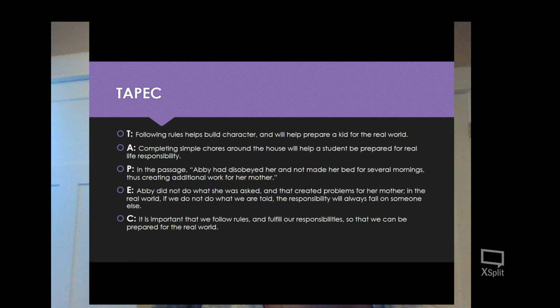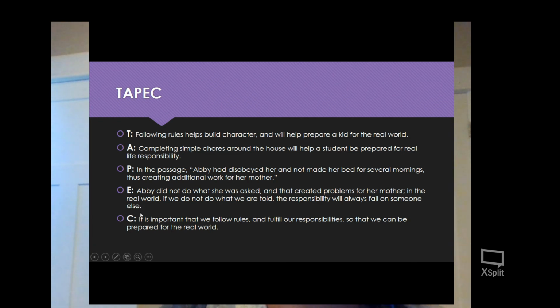So here, I'm going to explain it to you. Abby did not do what she was asked, and that created problems for her mother. In the real world, if we do not do what we are told, the responsibility will always fall on someone else. Okay, that's explaining why this is going to help us with responsibility, right?